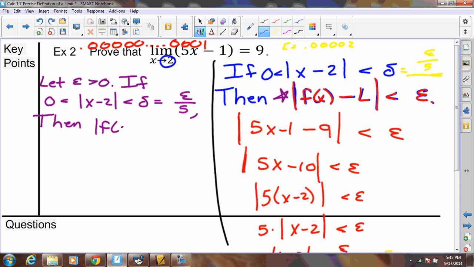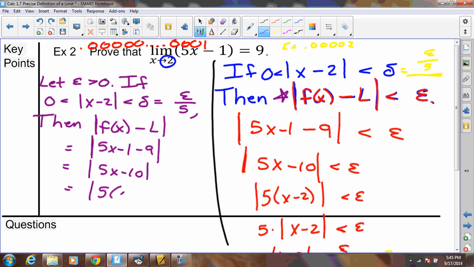|f(x) − L|, which is |5x − 1 − 9|, which is equal to |5x − 10|, which is equal to |5(x − 2)|, which is equal to 5 times the absolute value of x minus 2. This piece, I claim, is less than 5 delta.